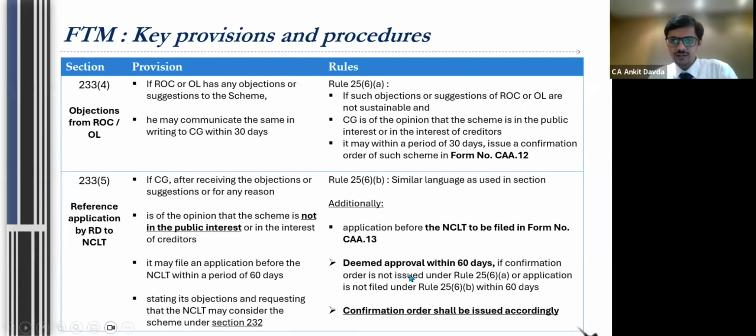And again, there is a language of deemed approval: if RD does not issue an order of confirmation in CAA 12 or does not file an application with NCLT in CAA 13 within 60 days, then it shall be deemed approval and RD will have to issue the confirmation order. So these are the processes.